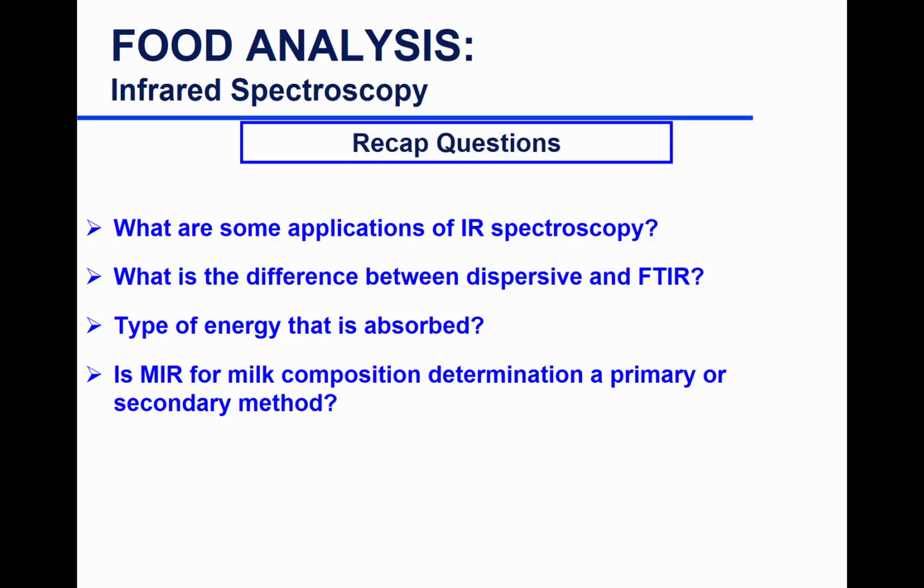What are some applications of IR spectroscopy? Structural analysis, structural elucidation. For example, we can do secondary and tertiary structure of a protein to determine denaturation. If the protein has gone through a thermal treatment, it will change its secondary structure, hydrogen bonding might be broken, you might break the alpha helixes and generate beta sheets. You can determine that by IR spectroscopy.